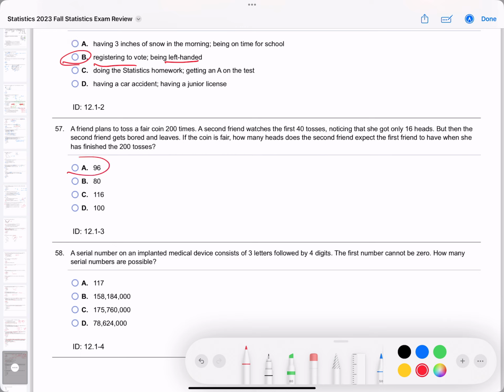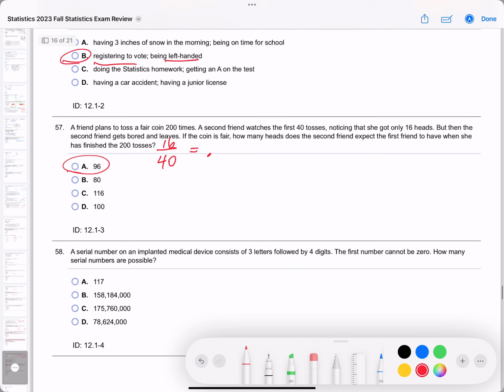57. If the coin is fair, how many heads does the second friend expect to have for the first friend when she's at 200 tosses? So I have 40 tosses and I had 16 heads. And I know that's a little less than 50%. In fact, it's 40%, right? And all of these others don't make sense because out of 200, we expect to have about 100.